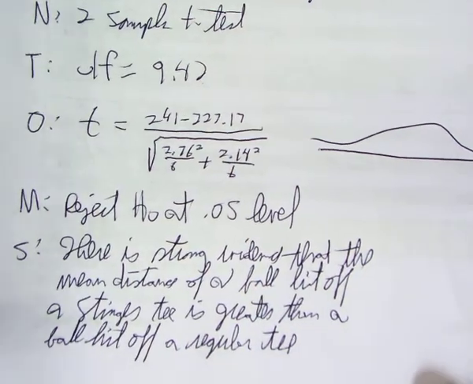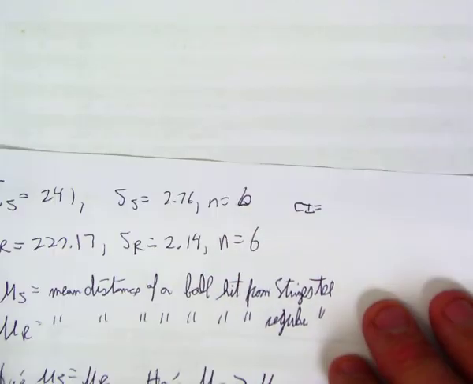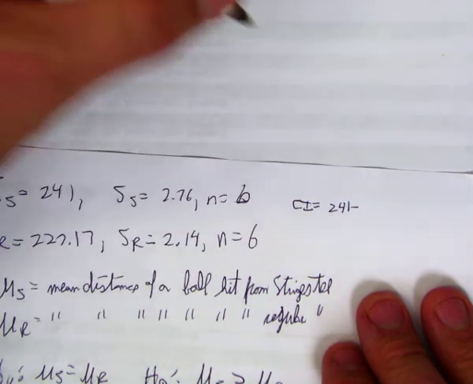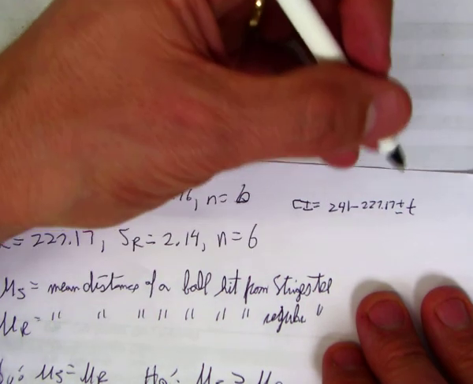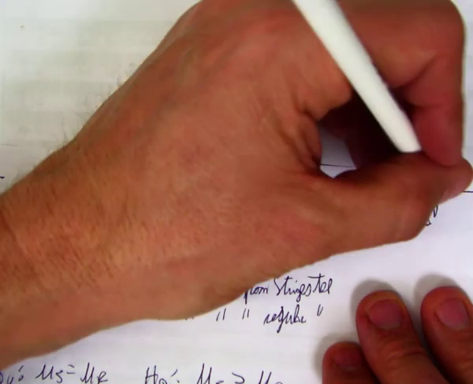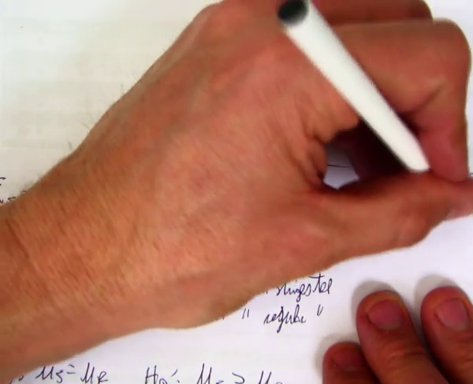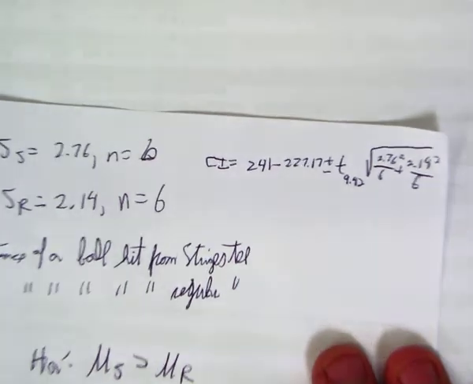Now, what else we could do is we could look at, well, how much greater would that distance be? So I could do a little confidence interval, okay, which might help answer this a little bit. So my confidence interval would be 241 minus 227.17 plus or minus t with 9.42 degrees of freedom times the square root of 2.76 squared over 6 plus 2.14 squared over 6. Okay, so that's what we got there.